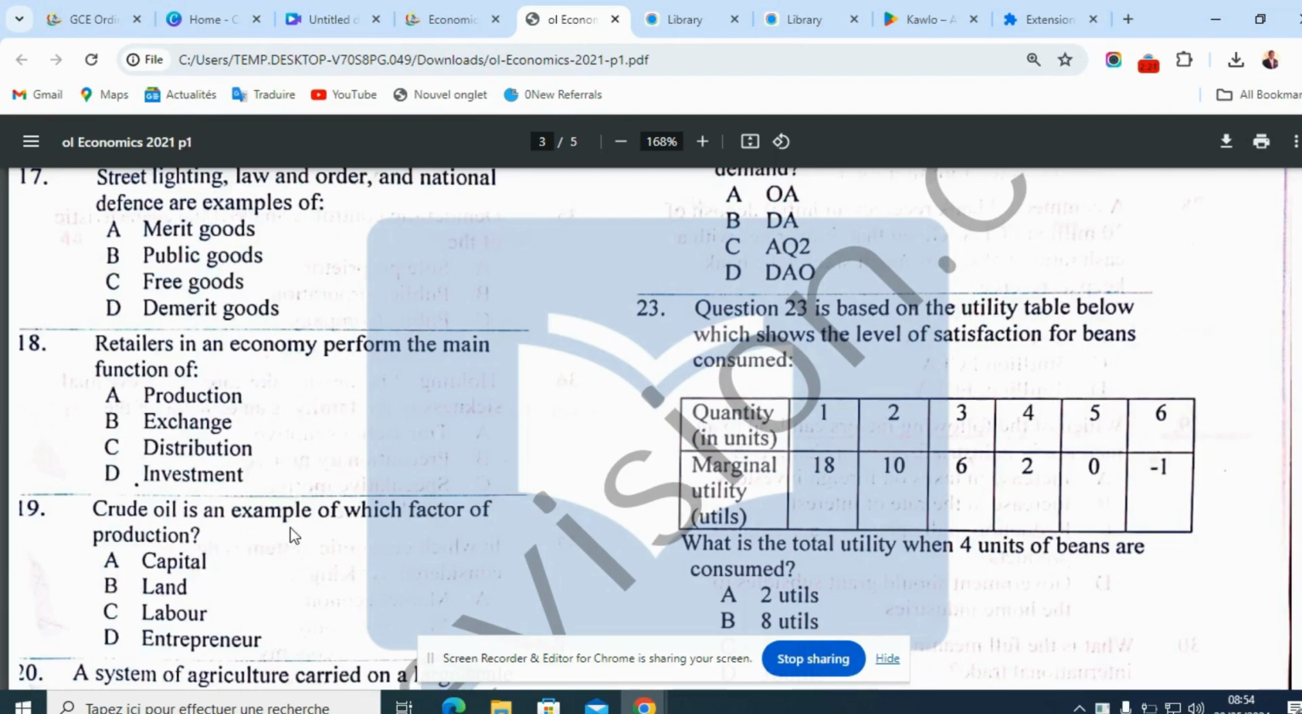19. Crude oil is an example of which factor of production? So here it's asking us that crude oil is an example of which factor of production? Is it capital? Is it land? Is it labor? Is it entrepreneur? Okay, the correct answer here is B, which is land.